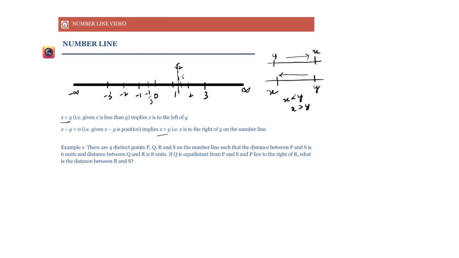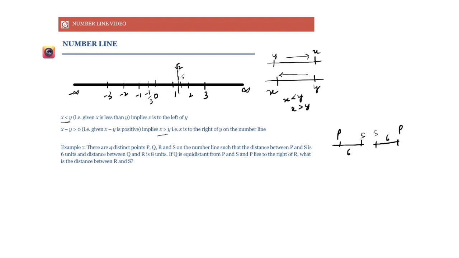All right, so how does this help us in questions? Let's take an example to understand that. There are 4 distinct points, P, Q, R, S on the number line. The distance between P and S is 6. Now, this could be like this, or it could be like this. We don't know which is to the right and which is to the left as of now.